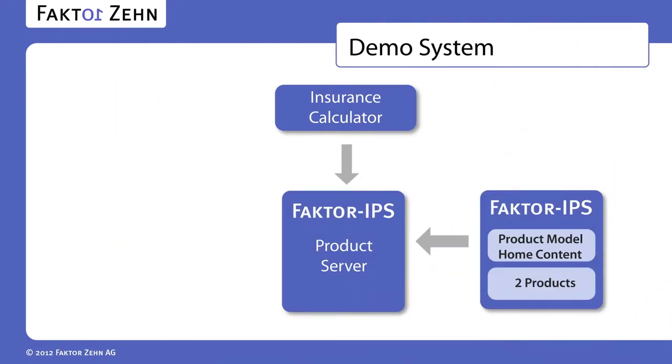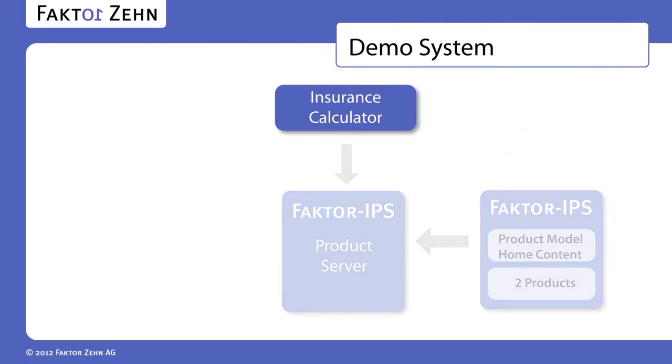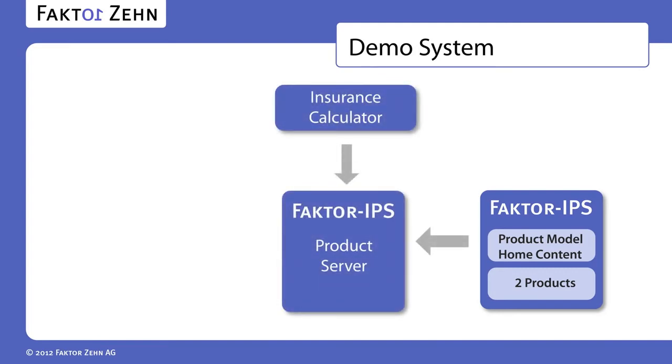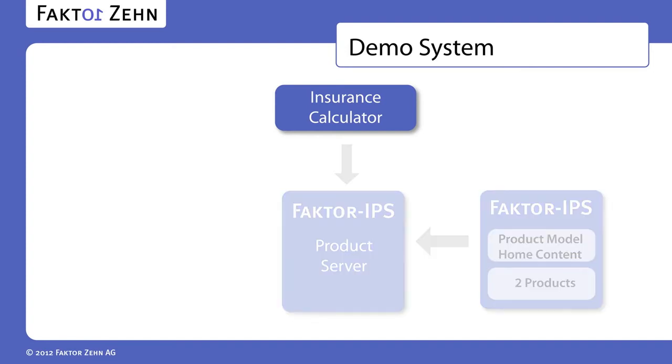In our example, we will use a simple insurance calculator in place of a sales support system. On the basis of a simplified product model for home contents insurance, two specific products have been defined in Faktor IPS. I will start by demonstrating the insurance calculator, and in doing so, I will explain at which points the calculations are influenced by the product data. Then we will take a look at the definition of a product in Faktor IPS. So, let's make a start by taking a closer look at the insurance calculator.